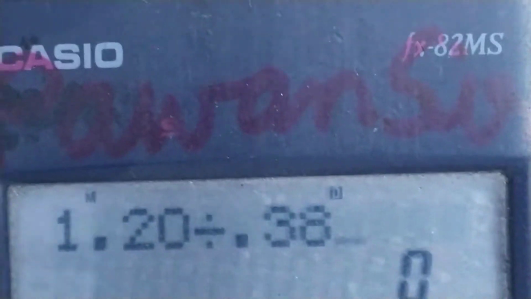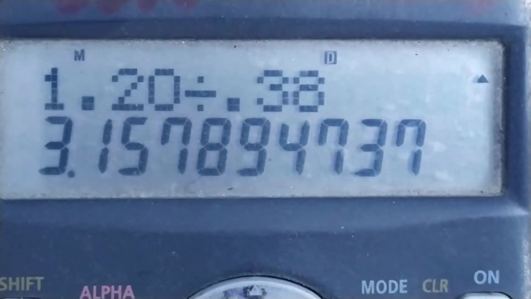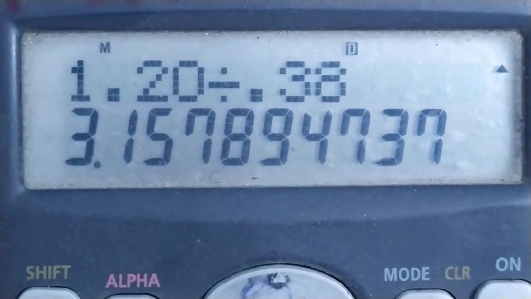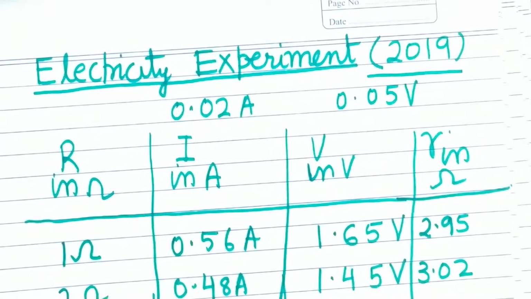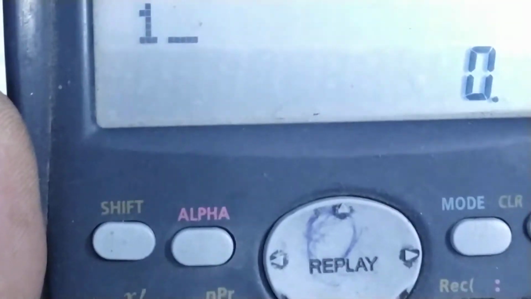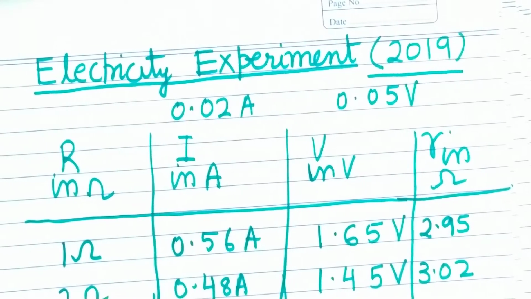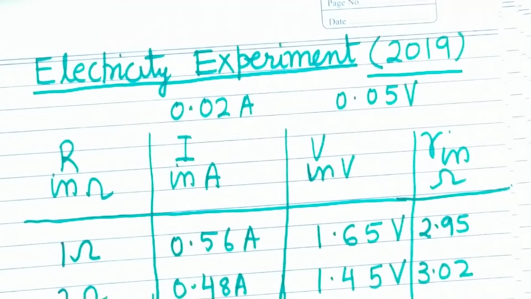Then fourth, 1.20 divided by 0.38. It is 3.16. 3.16. And then 1.05 divided by 0.36. It is 2.92. 2.92. All values are in ohm. Unit already I have written at the top.